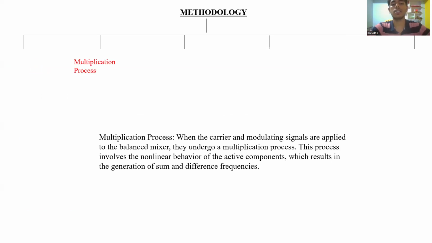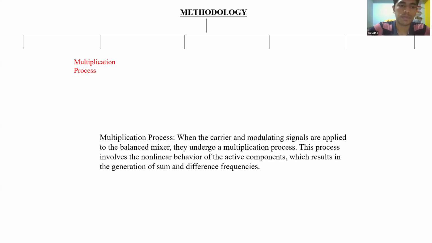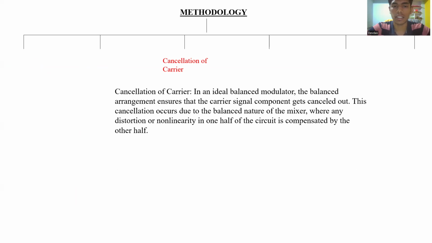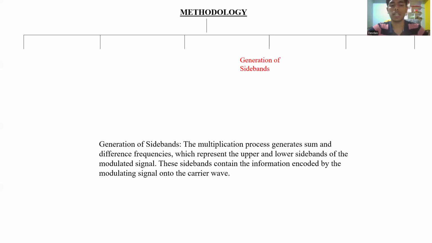Multiplication process. As I said earlier, modulation is a multiplication process involving the product of the carrier and the message signal, which will result in a sum and a difference. Cancellation of carrier. In an ideal balance modulator, the balanced arrangement ensures that the carrier signal component gets cancelled out. Generation of sidebands. The multiplication process generates sum and difference frequencies, which represent the upper and lower sidebands of the modulated signal, as we said in the earlier step of the methodology.